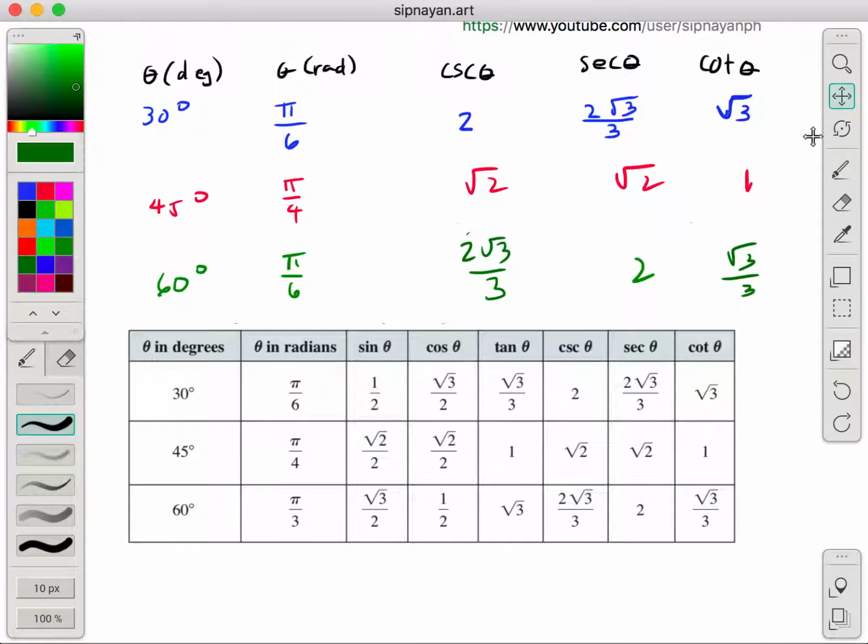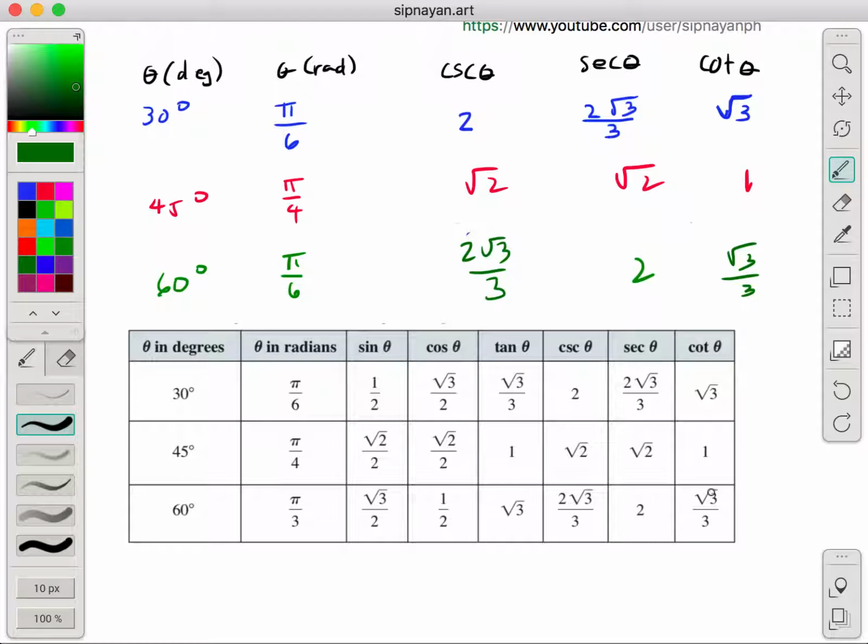Okay, let's double check in case we made a mistake. For the cosecant, we have 2 square root of 2 and 2 square root of 3. Then we have the secant, 2 square root of 3 over 3, square root of 2, and 2. So, that is correct. And for cotangent, we have square root of 3, 1, and square root of 3 over 3. So it looks like we are correct.